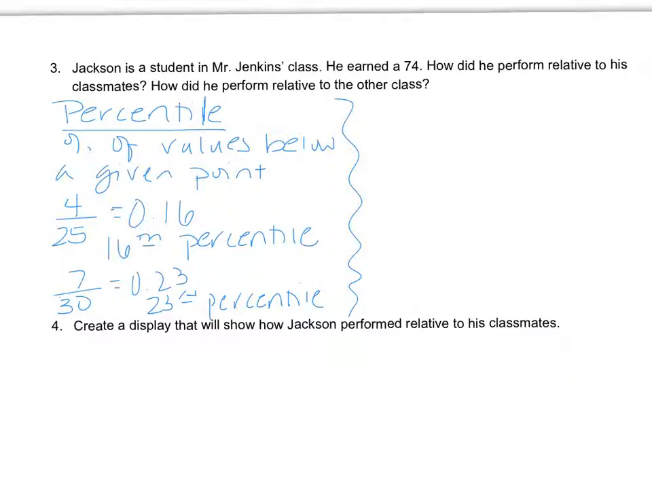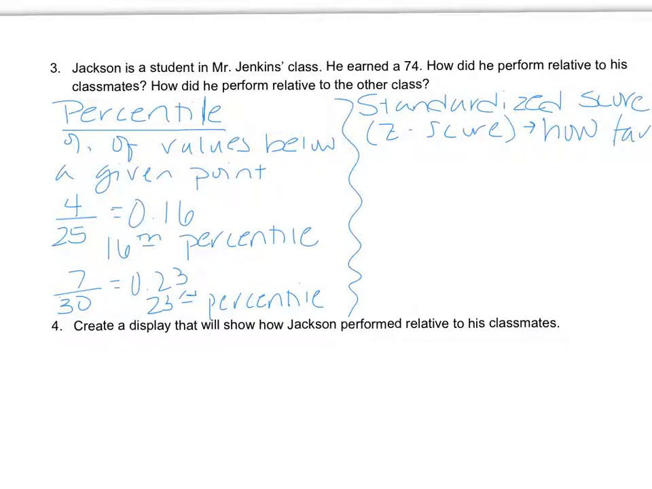Brown's class. Now our second option is to use what we call a standardized score, or a z-score. Okay, and a z-score tells us how far above or below the mean a value falls in standard deviations.